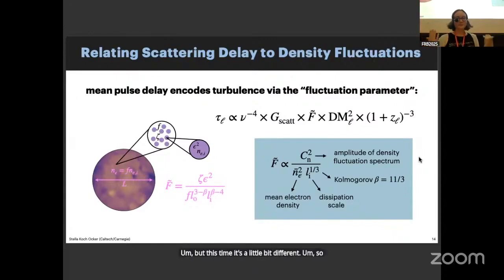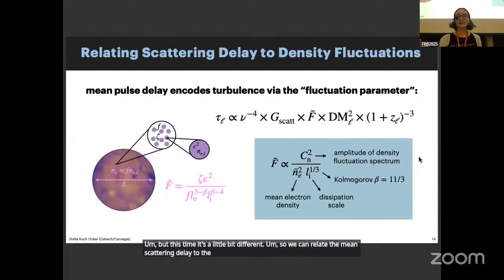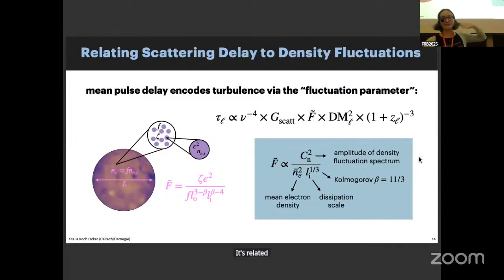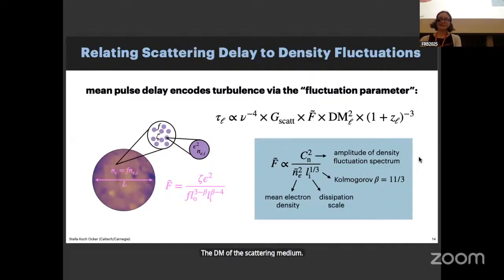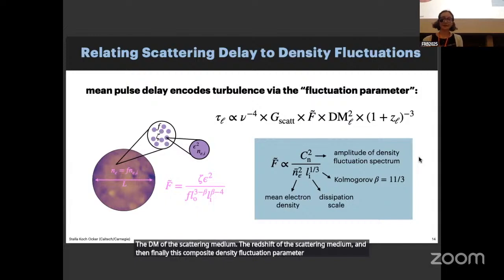So we can relate the mean scattering delay to the underlying density fluctuations via the simple proportionality here. It's related to the observing frequency nu, this geometric leverage factor, G-scat, which depends on where the scattering medium is located along the line of sight, the DM of the scattering medium, the redshift of the scattering medium, and then finally this composite density fluctuation parameter, F tilde.